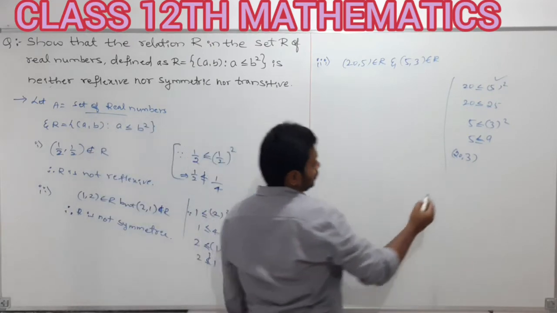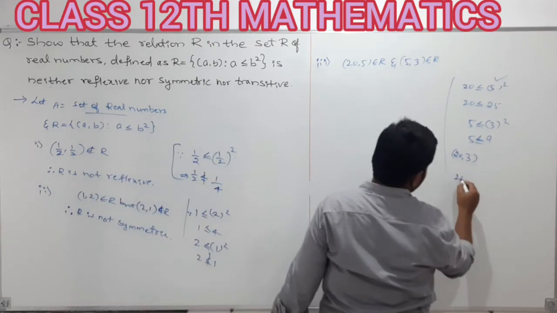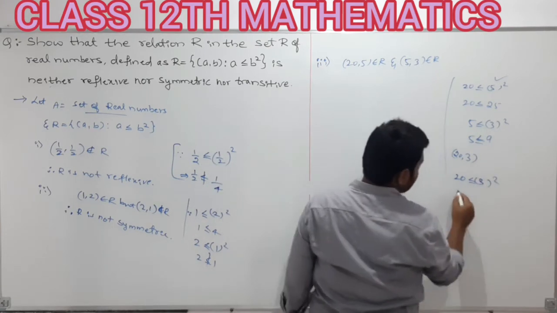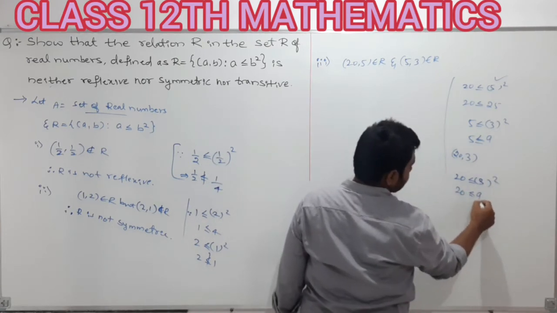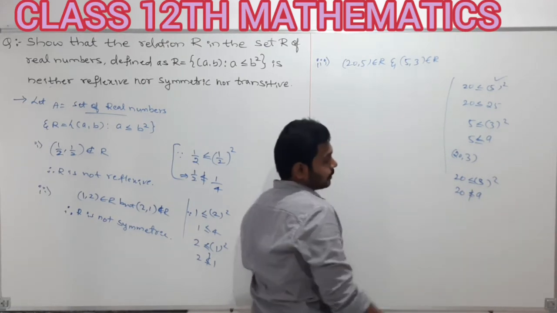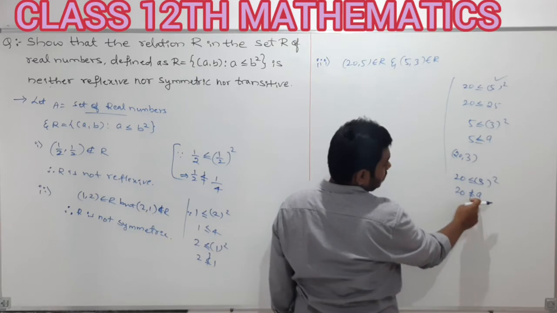So what is this, my dear students? We check whether 20 is less than or equal to 3 squared, please check. 3 squared is 9. 20 is not less than or equal to 9.